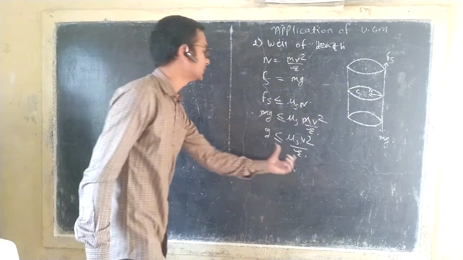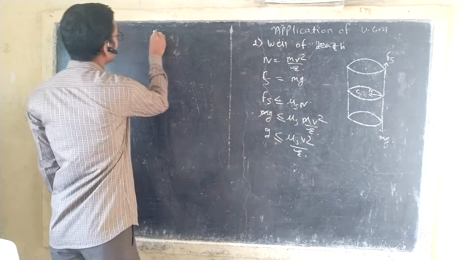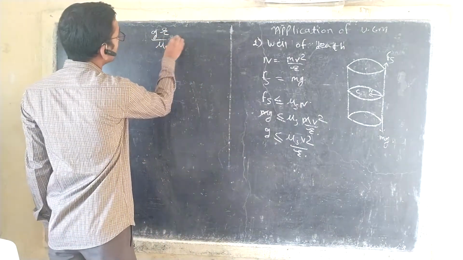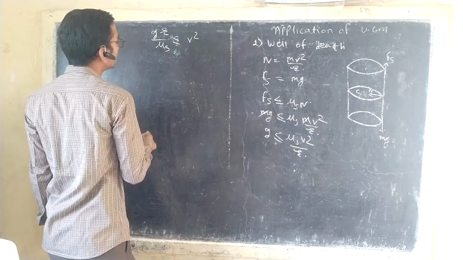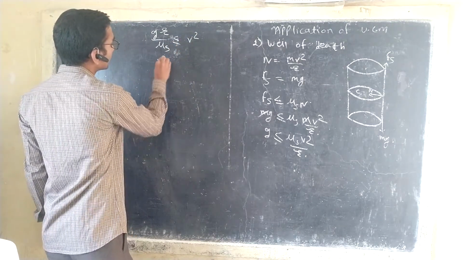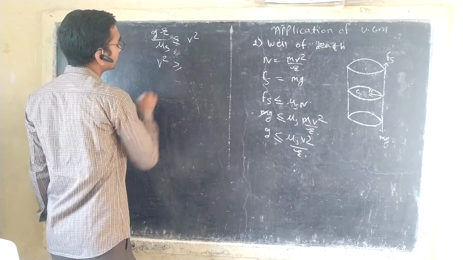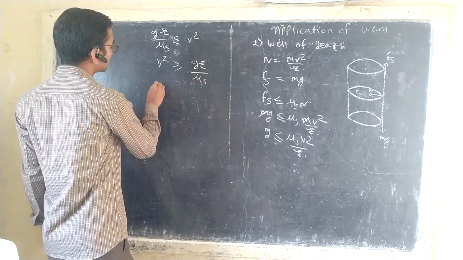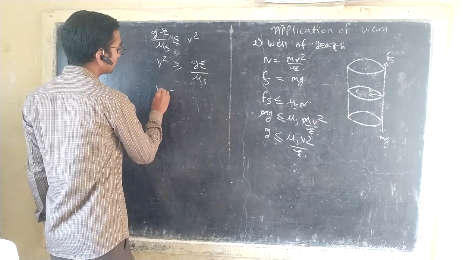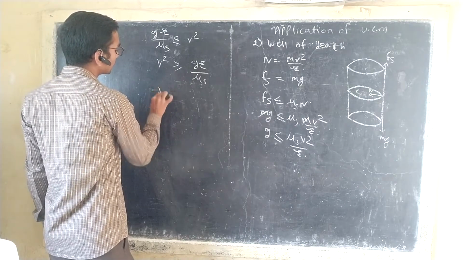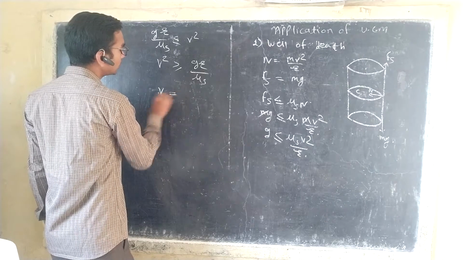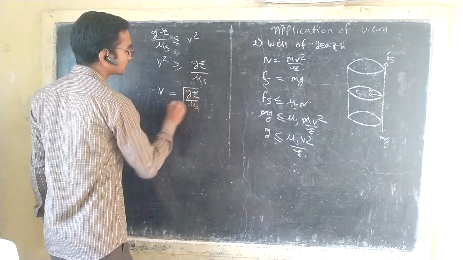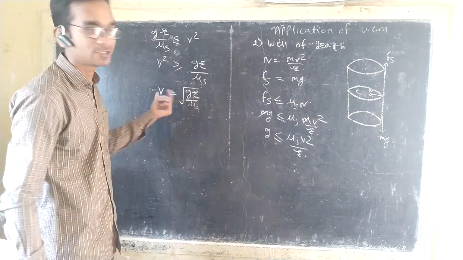Now simply transfer this r and mu s. We will get g into r by mu s less than or equal to v square. I can rewrite this as v square greater than or equal to gr by mu s. So I will equate this, v equals under root gr by mu s. I am taking the maximum condition.